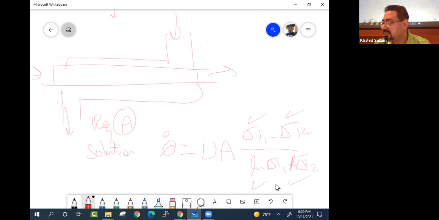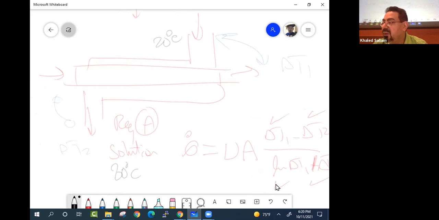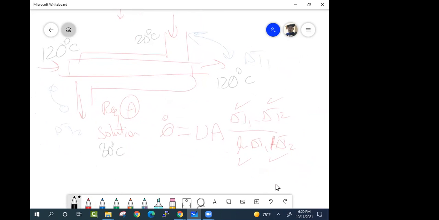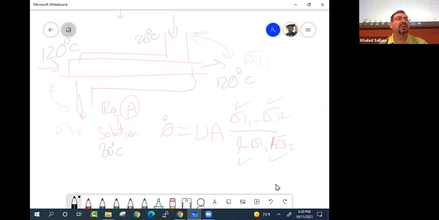So I'm gonna say this is my delta T1, and this is my delta T2, right? So watch. This was 20, and it leaves at 80. See, and the steam comes in at 120 and leaves at 120. How is that possible? How does it not change its temperature? It goes from a gas to a liquid. Yes, it's a constant temperature phase change.